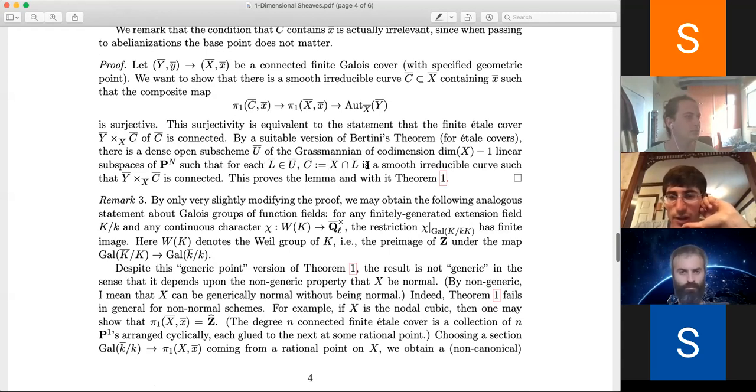subscheme of the Grassmannian of codimension dim x minus 1 linear subspaces of projective space, such that for each element here, each element is u bar, if you take the intersection with x, because the codimension is dim x minus 1, this intersection you expect to be a curve. And the point is that there's a version of Bertini's theorem which says that generically it's a smooth, irreducible curve such that this pullback is still connected. And that proves the lemma, and therefore the theorem.